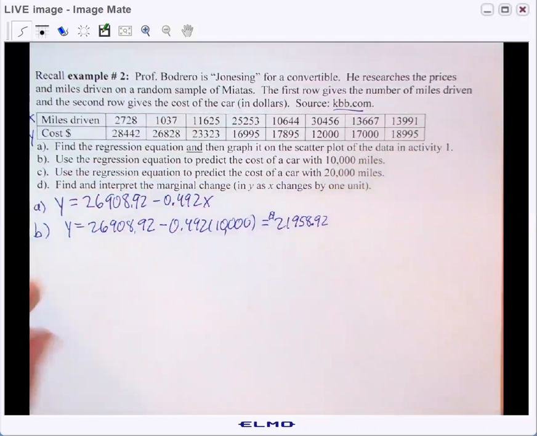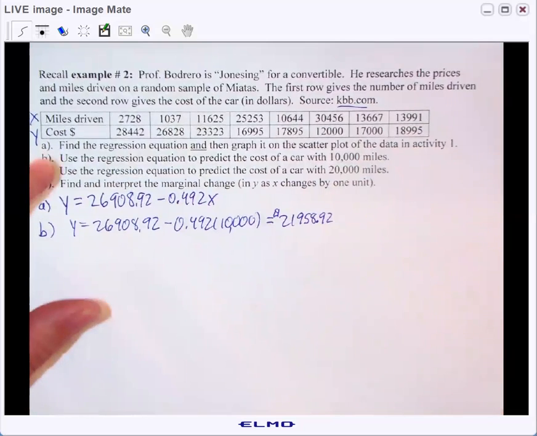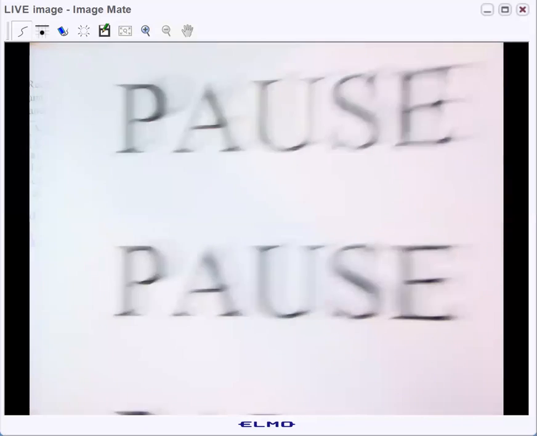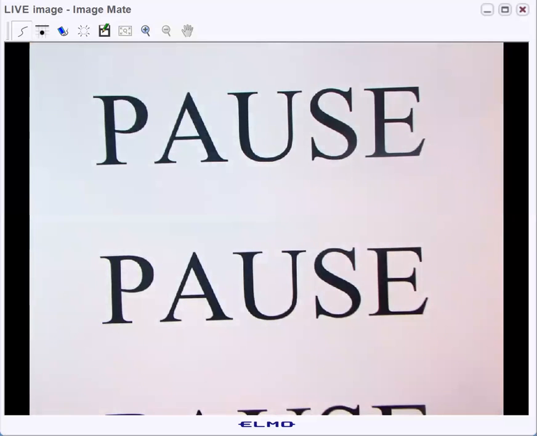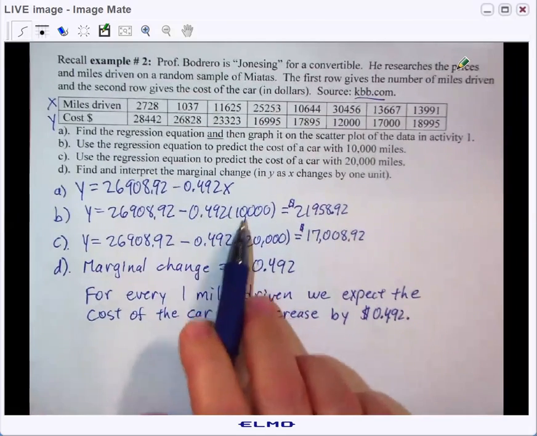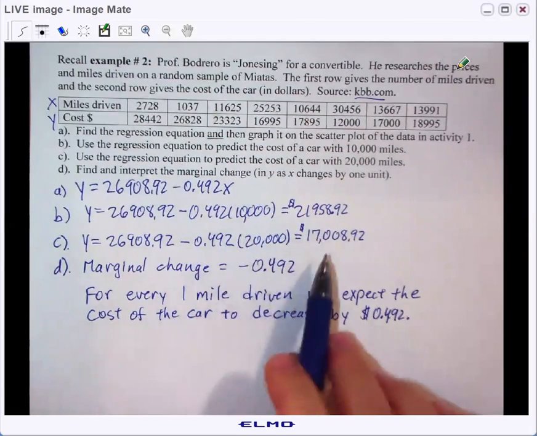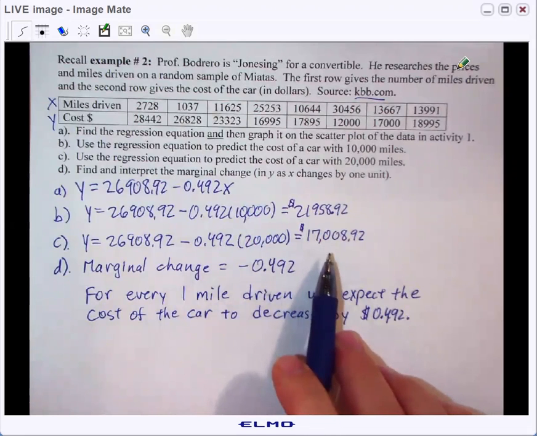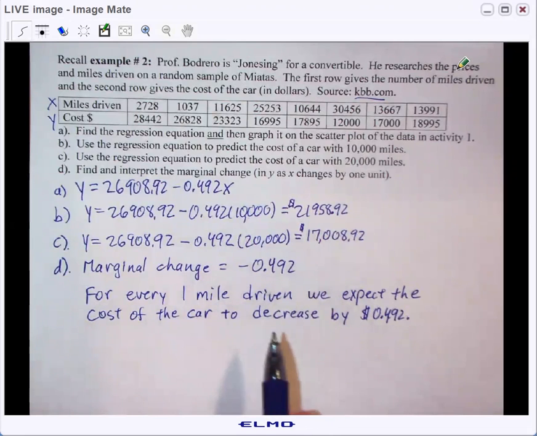So I'm going to pause the video here, let you do C and D, and then we'll come back and check up on you in just a second. And we're back. So hopefully you were able to use your regression equation to predict that the cost of a car with 20,000 miles would be basically $17,000, right around there.